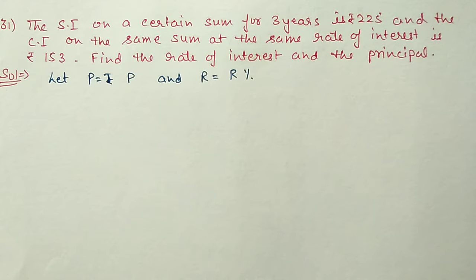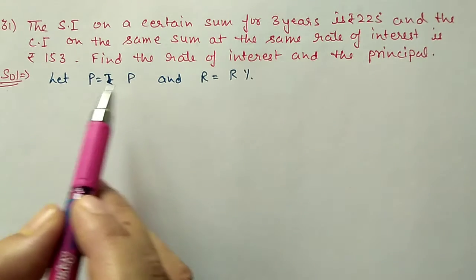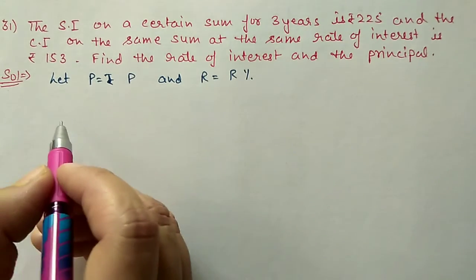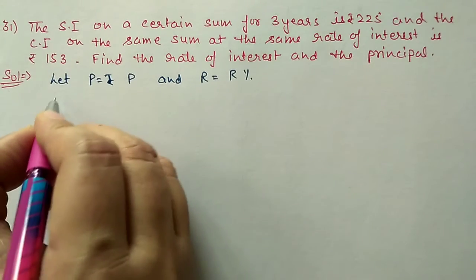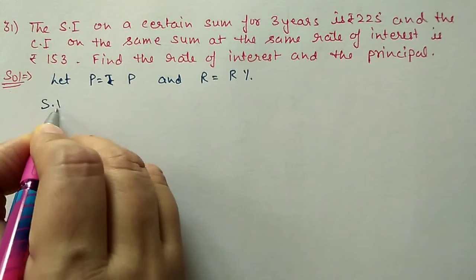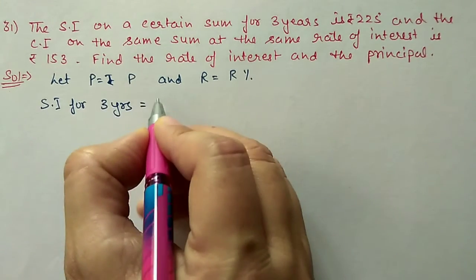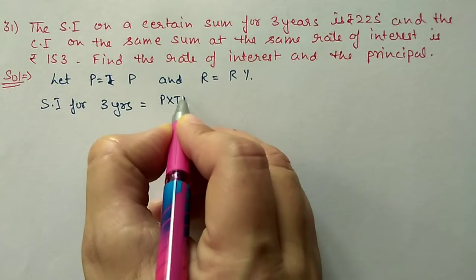Next, question number 31. The simple interest on a certain sum for 3 years is 225 rupees and the compound interest on the same sum at the same rate of interest for 2 years is 153 rupees. Find the rate of interest and the principal. So we have taken here, let principal money be P and rate of interest be R. Now first we will calculate simple interest for 3 years. So simple interest is equal to P into T into R by 100.